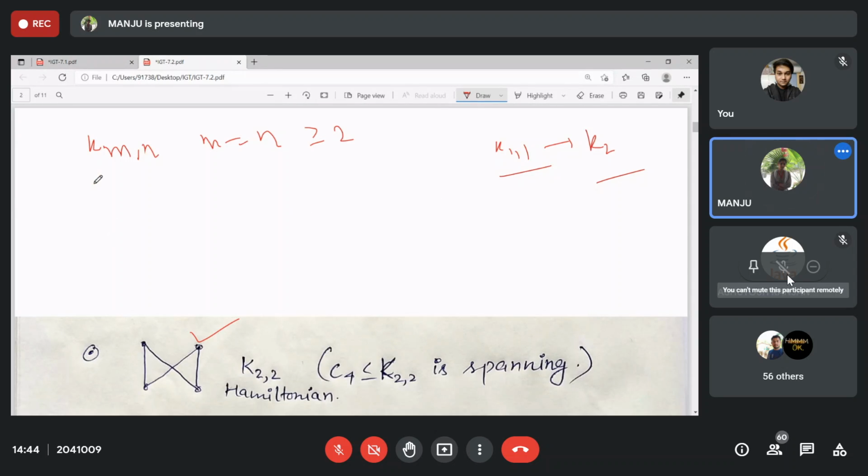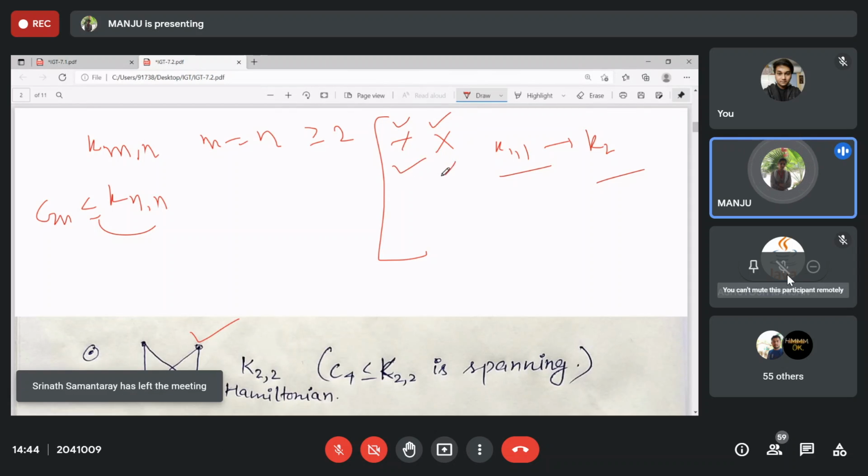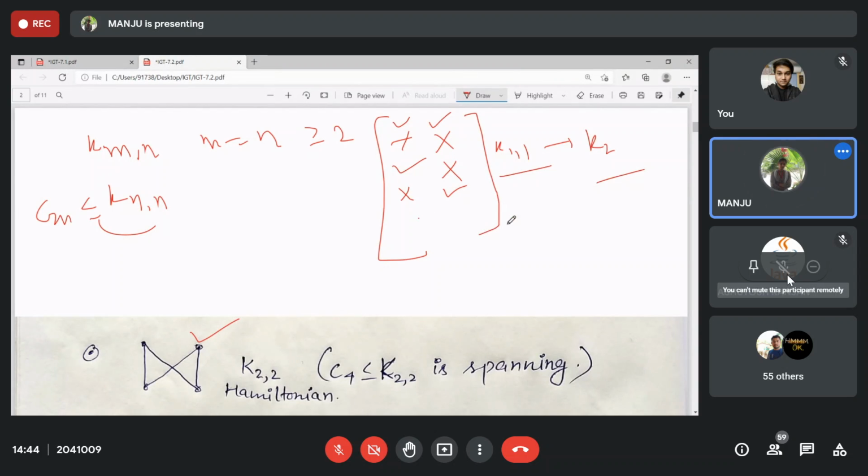Then we have Knn. In this one, which cycle exists? A cycle of length 2n, right? It will contain all the n vertices on each side. So out of this one, you can form Krs or Kmn types. You can form examples that are both Hamiltonian and Eulerian, neither, Hamiltonian but not Eulerian, and Eulerian but not Hamiltonian. That's it, right?